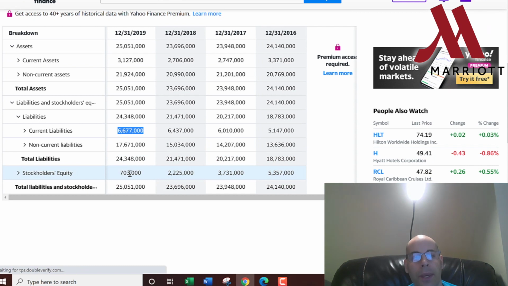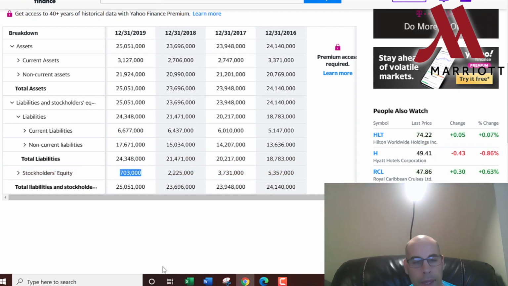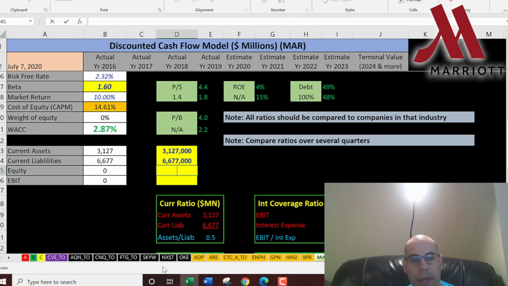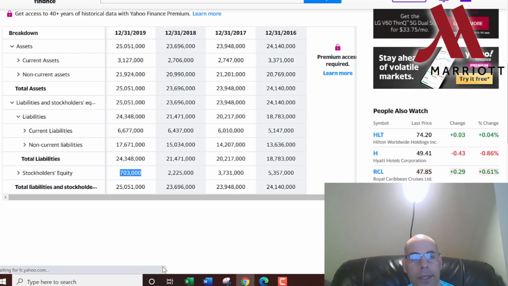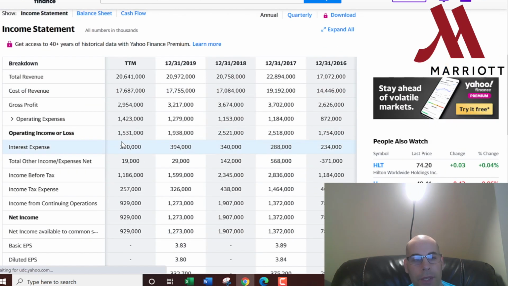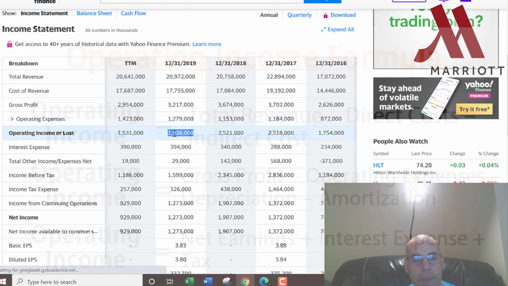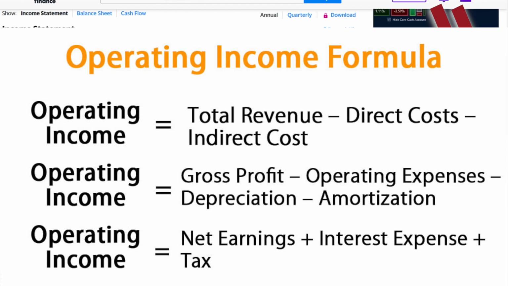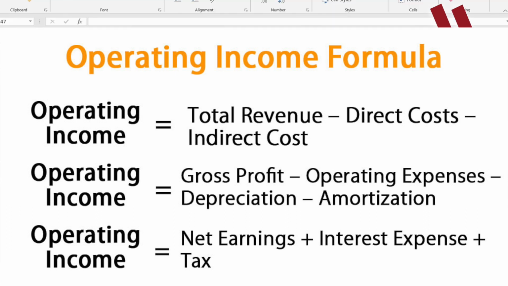Let's get their equity. That's the value of the company according to the balance sheet. That's total assets minus total liabilities, and that's $700 million. And their EBIT, that's earnings before interest and taxes. On the income statement, it's called operating income, and that's $1.9 billion.